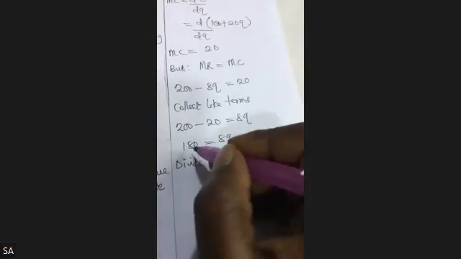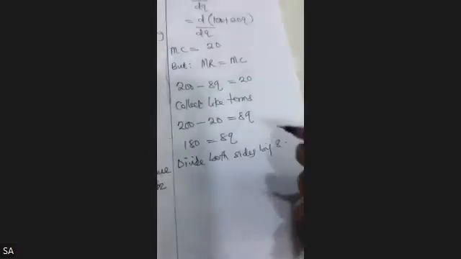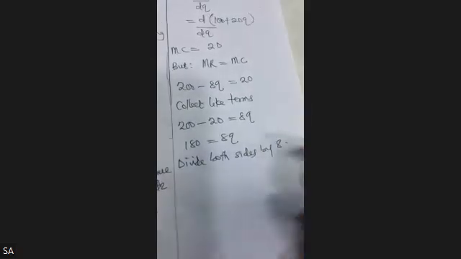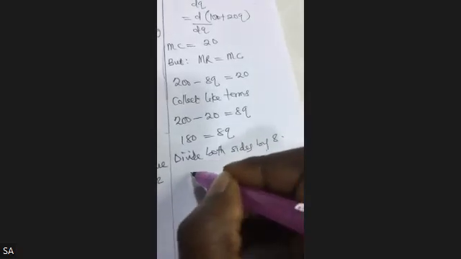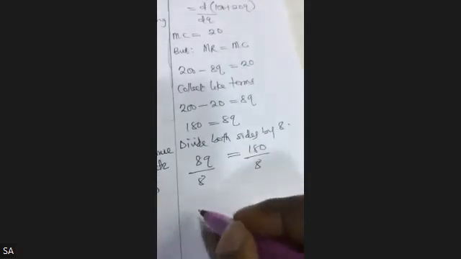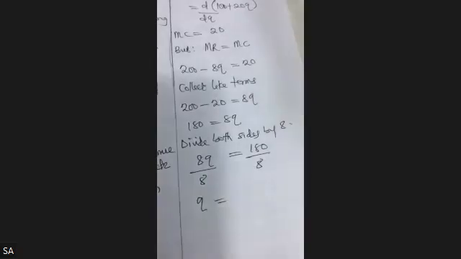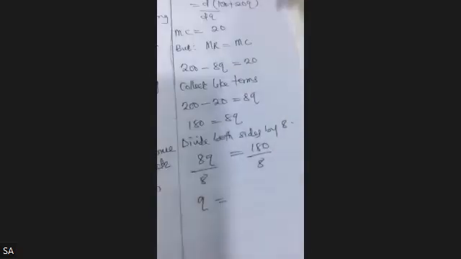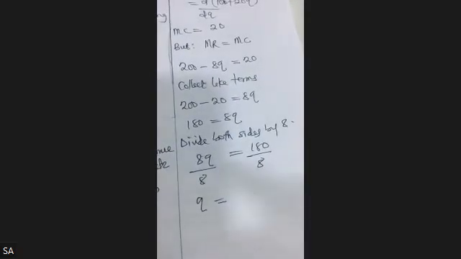So class, 180 equals 8Q is the same thing as saying 8Q equals 180. Divide both sides by 8. So this will give us Q. Please divide 180 by 8. What do you have, class?